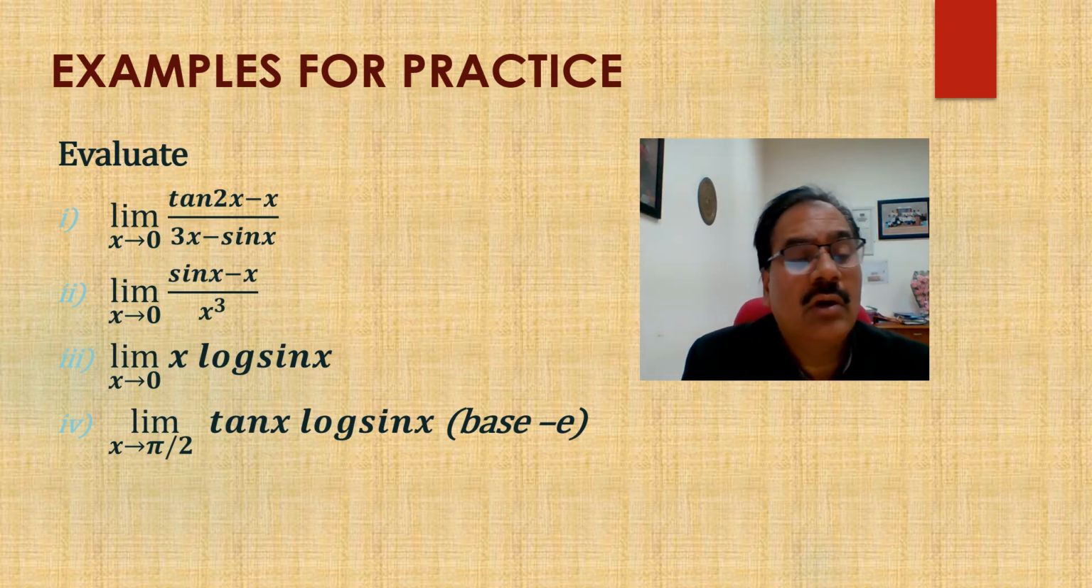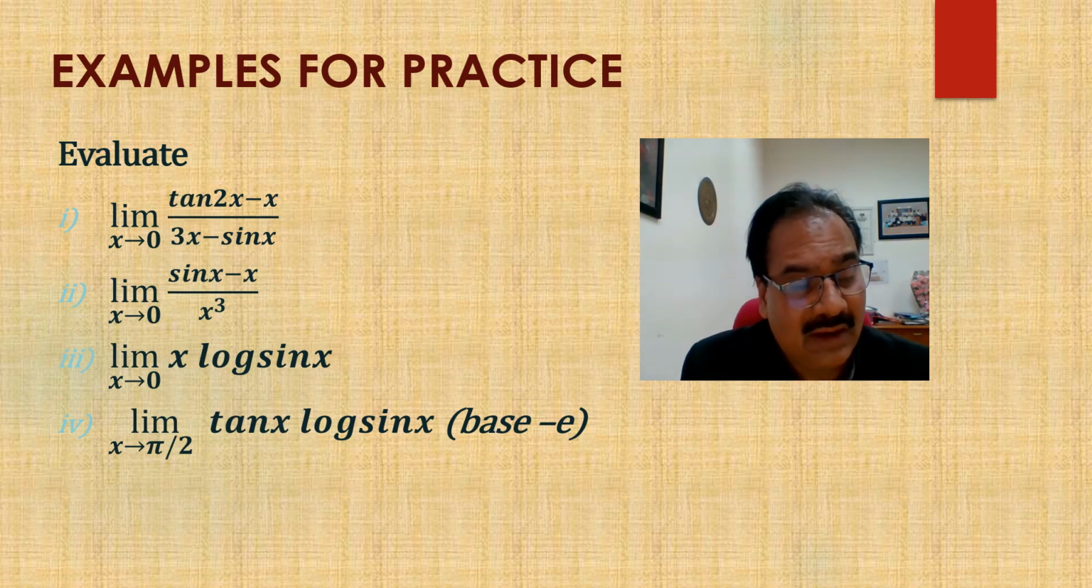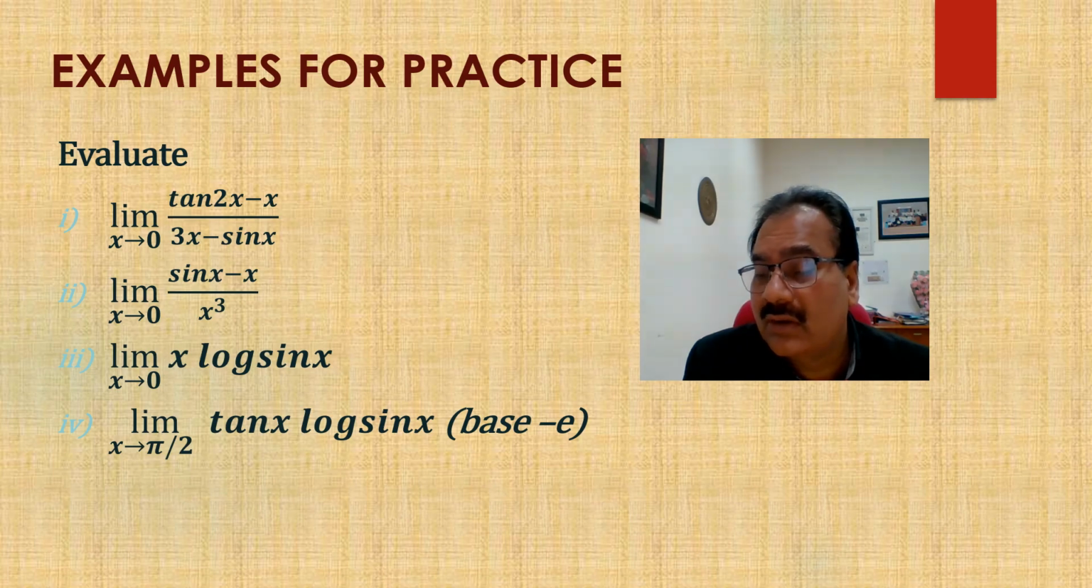Now, examples for practice. You have to evaluate limit as x tends to 0 of (tan 2x minus x) by (3x minus sin x). This is directly 0 by 0. Then (sin x minus x) divided by x cube, limit as x tends to 0; limit as x tends to 0 of x log sin x; limit as x tends to pi by 2 of tan x log sin x with base e. I want you to practice these problems.